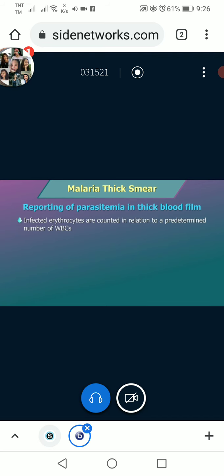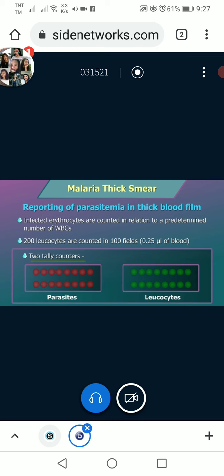Reporting of parasitemia in thick blood film. Infected erythrocytes are counted in relation to a predetermined number of WBCs, and an average of 8,000 per microliter is taken as standard. 200 leukocytes are counted in 100 fields. All parasite species and forms, including both sexual and asexual forms, are counted together. For this, 2 tally counters are required, one to count leukocytes and the other to count parasites.